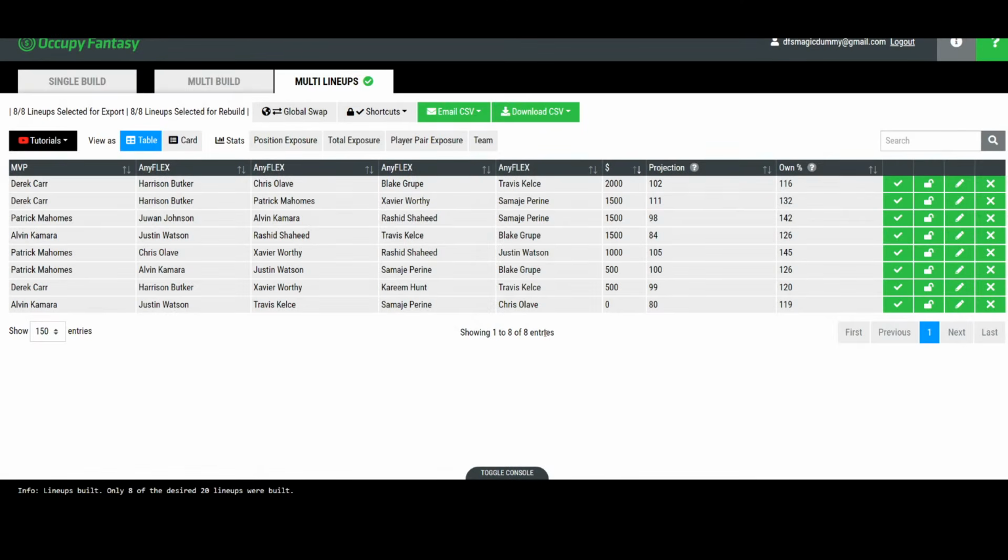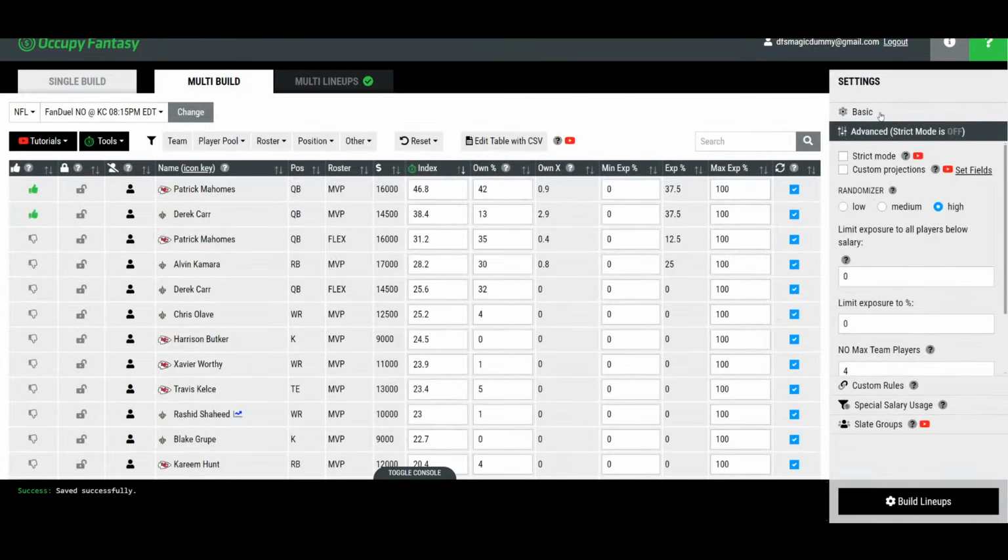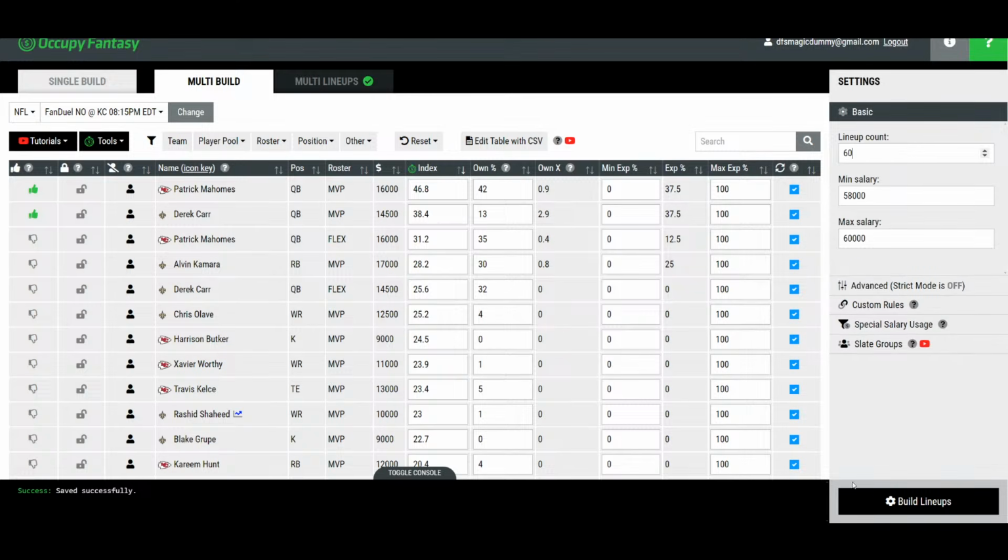All right, so now this tells me only 8 lineups were built with those restrictions in place. That's not many restrictions, but it happened. So let's go. What is the highest projected Mahomes lineup? It's Mahomes, Olave, Worthy, Shaheed, Watson. Based on the rules, our lineup builder thinks this is the best Mahomes cash game lineup. Let's try it again. What if I build more? Let's just build 60 and see what happens.